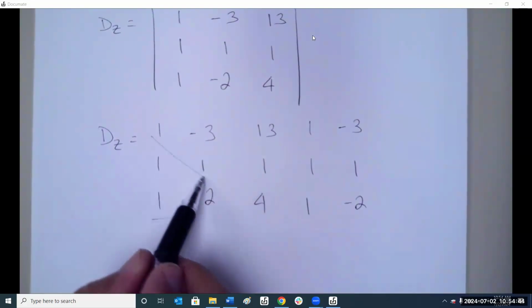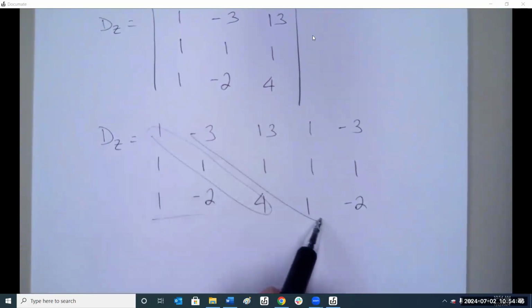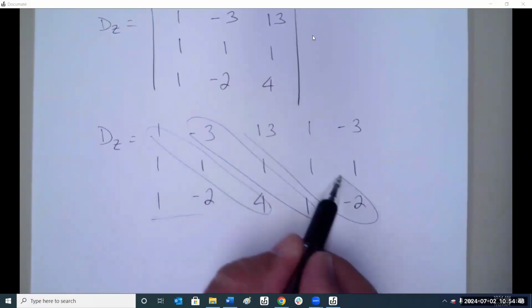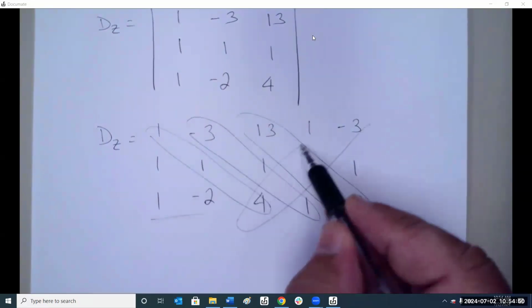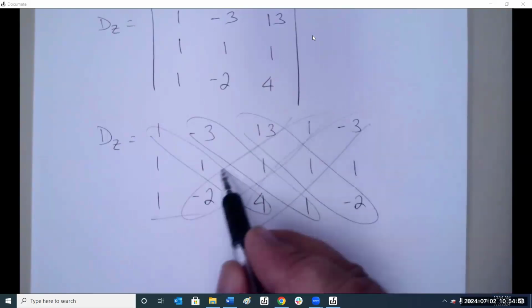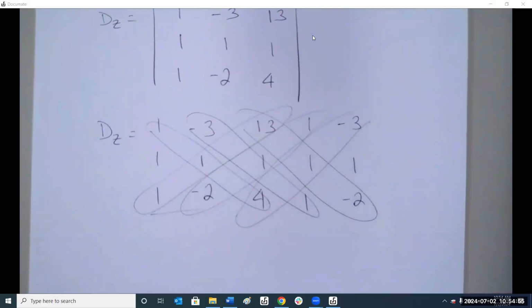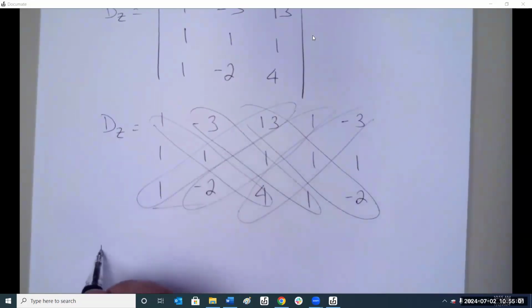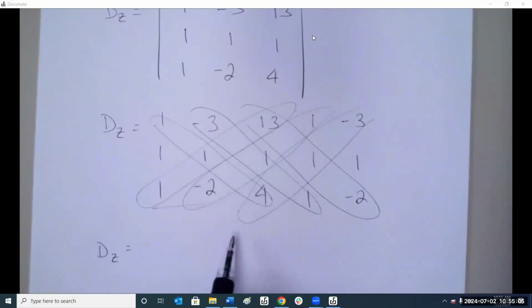And diagonals. Hardest part about this is make sure you make them perfect rows and columns. Because if you mess up your diagonals, it's going to mess up the whole answer.